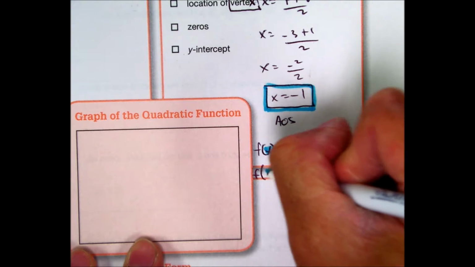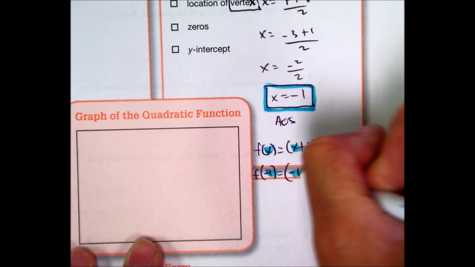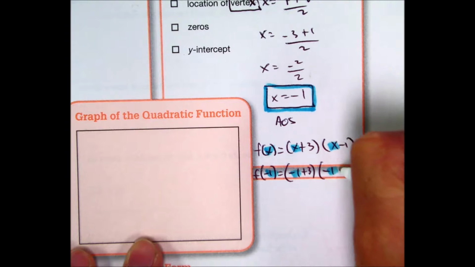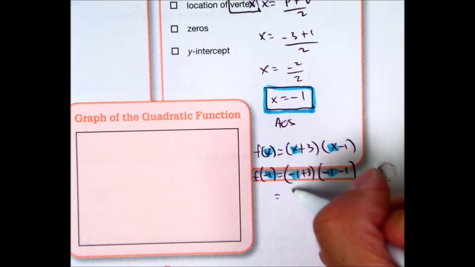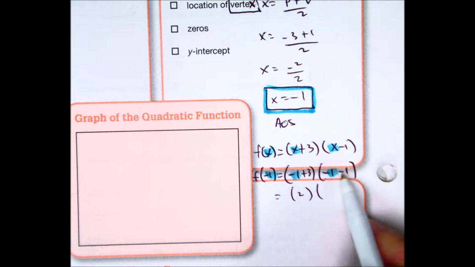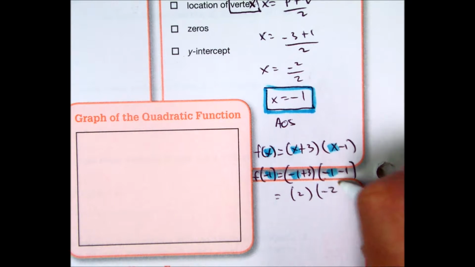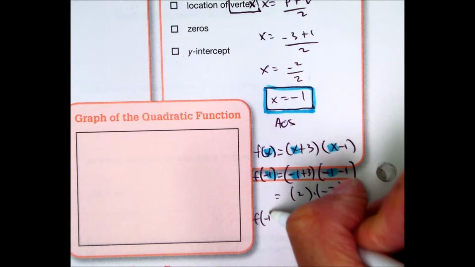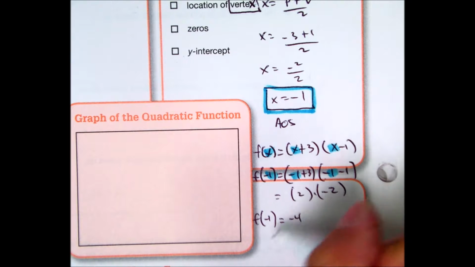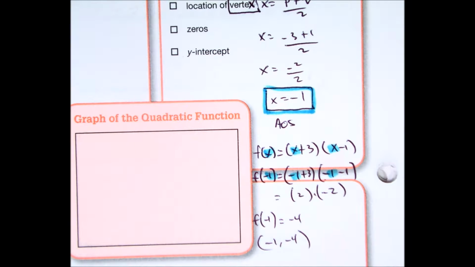So I have f of negative 1 equals negative 1 plus 3, negative 1 minus 1. Class, what's negative 1 plus 3? And what's negative 1 minus 1? Class, should I do 2 minus 2? What should I do? Times, which is what? Negative 4. My ordered pair is negative 1, negative 4. Okay? All right, let's graph that.